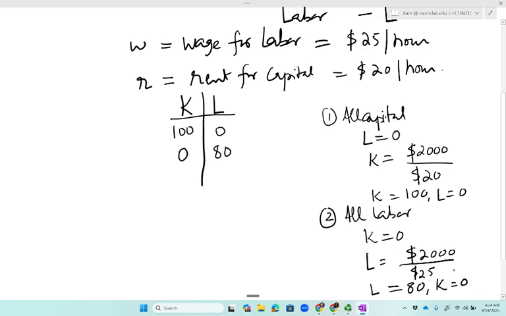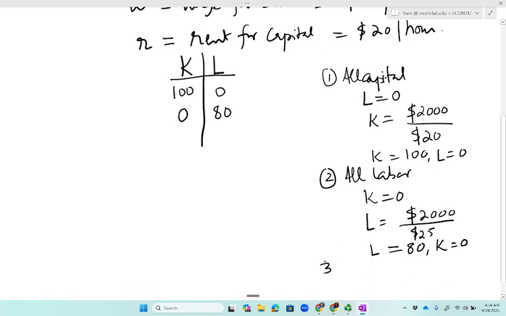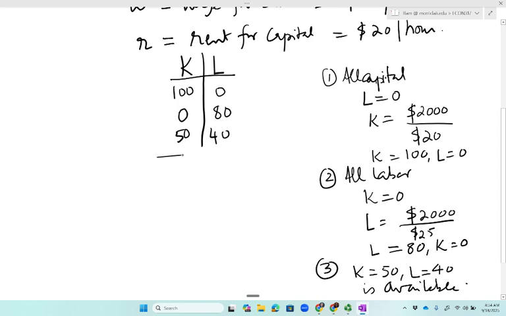I am sure we can check that the midpoint of these two would also be available to the firm. So I will leave it for you to check that K equal to 50, L equal to 40 is also available, given the resources and the wage. So I have 50 here, 40 here. That's some information. Obviously I don't want to add many more, but we can find many other combinations of capital and labor which the firm can hire.